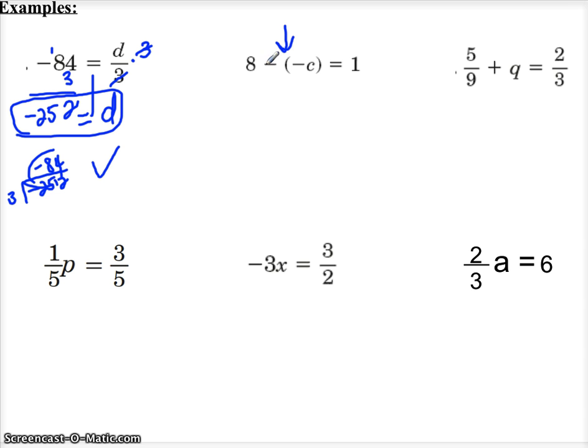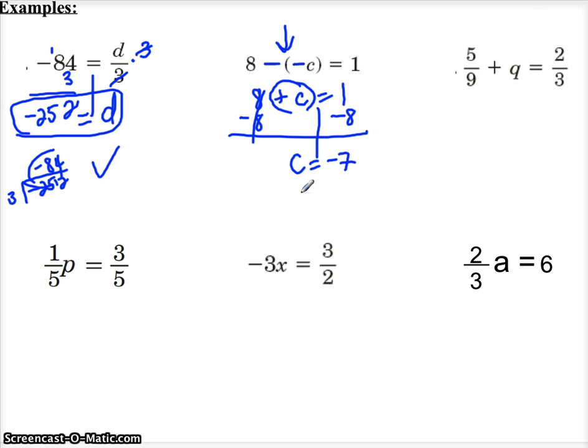This one right here, when you have minus a negative, that really means 8 plus c equals 1. And then here's your variable. That's a positive 8. How do we get rid of it? Minus the 8, so minus from both sides. 8 cancel, you get c equals 1 minus 8 is negative 7. So you have 8 minus a negative 7. Well, a negative 7 becomes a positive 7, and then 8 minus 7 is 1. So that does check.